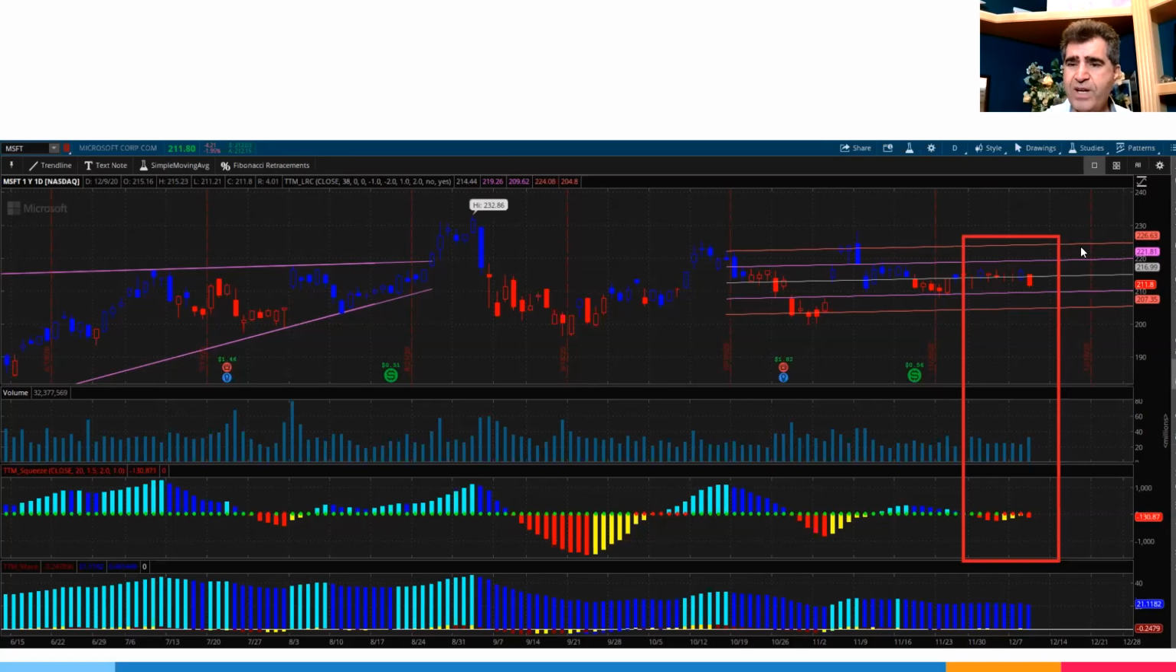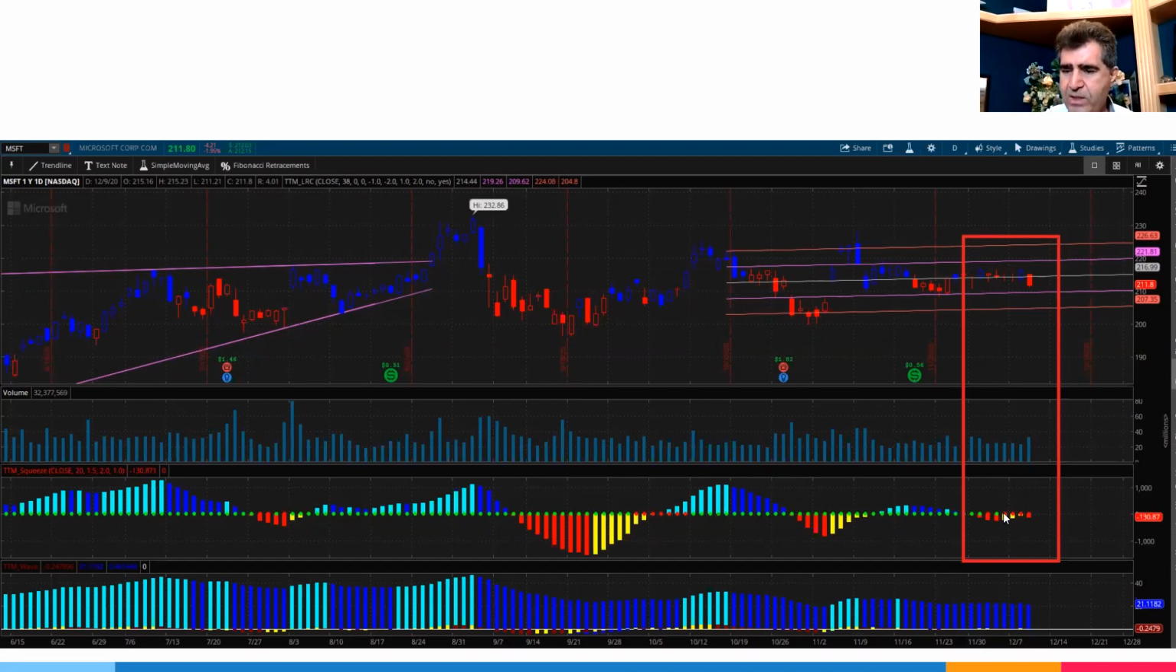So let's translate what we just saw with the Bollinger Bands, the Keltner Channels, and Momentum to the Microsoft daily chart in ThinkorSwim. With ThinkorSwim, as you can see, this is what is called the TTM Squeeze. There are a few components to it, so we're going to go over them.